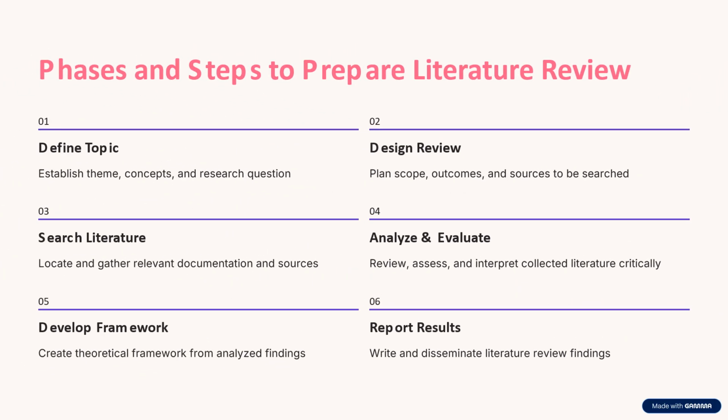Several phases and steps could be described in the preparation of a literature review. The first step is to define the topic, establish theme, concepts, and research question. The second step is to design the review, plan scope, outcomes, and sources to be searched. The third is to search literature, locate and gather relevant documentation and sources. Fourth, analyze and evaluate, review, assess, and interpret collected literature critically. The fifth step is to develop a framework, create a theoretical framework from analyzed findings. And the last one is to report results, write and disseminate literature review findings.